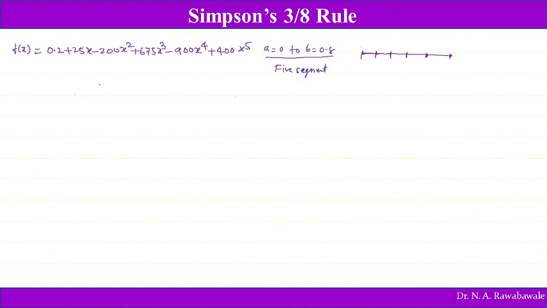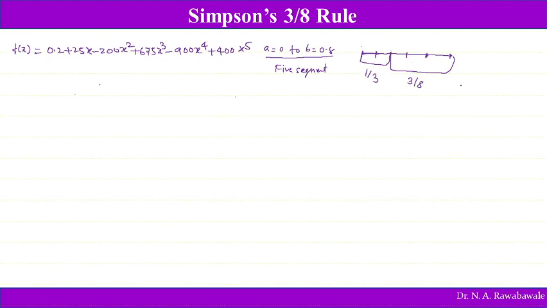So when we have 5 segments, at that time what we do is, the first 2 segments are solved by using Simpson's 1/3 rule, and the next 3 segments are solved using Simpson's 3/8 rule, and the resultant is added.